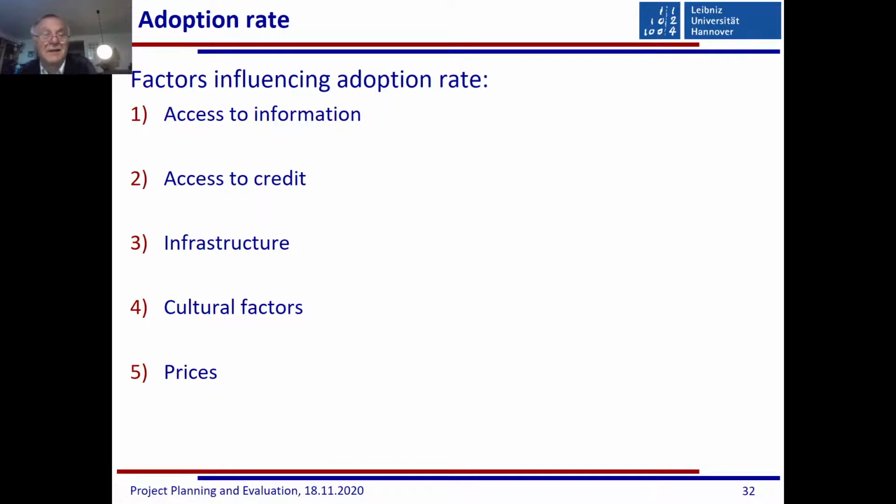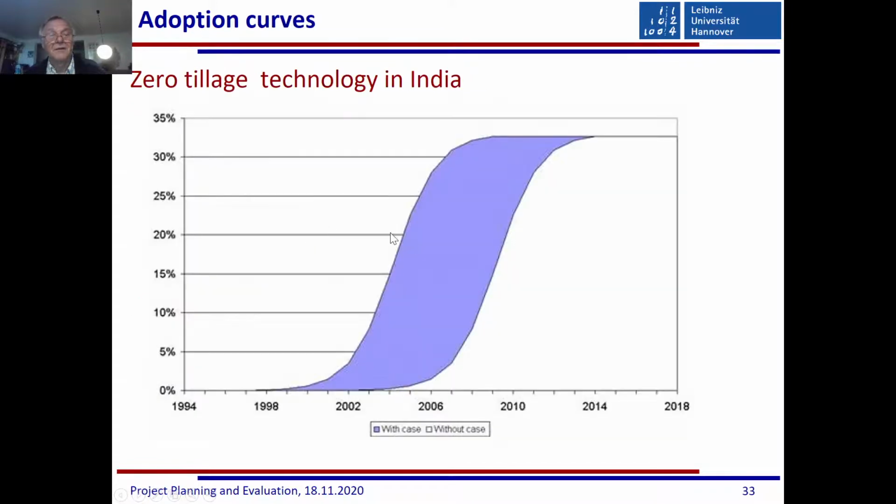There are a number of factors that influence that. And again, when you assess your project, you can always think about whether something else should be factored into the project in order to influence the adoption rate. Because there could be constraints to adoption, and you may want to remove those: access to information, access to credit, infrastructure, cultural factors, and prices. These are all factors that influence it, and you may check in relation to your cost-benefit analysis what role they play.